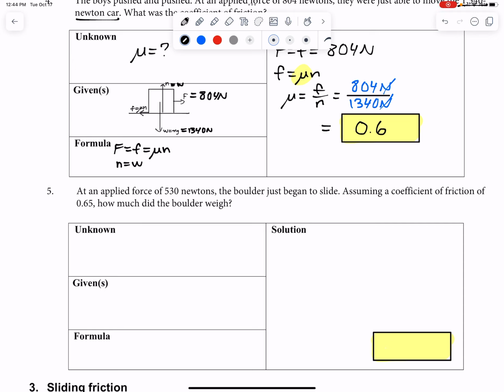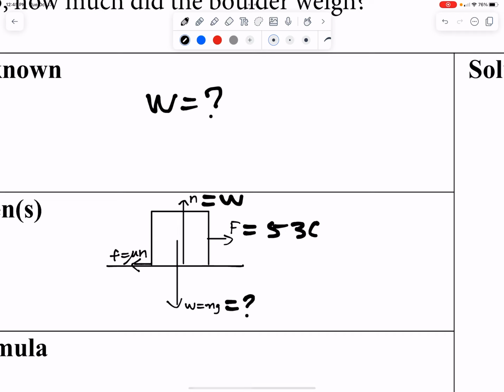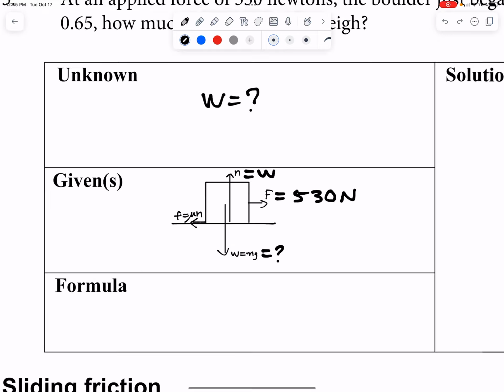Number 5. At an applied force of 530 newtons, the boulder just began to slide. Assuming a coefficient of friction of 0.65, how much did the boulder weigh? So we're looking for the weight this time. Now, keep in mind, normal force balances weight. We were given an applied force of 530 newtons, which, by the way, is the same as the friction pulling the other way. And we were also given mu in this problem at 0.65.